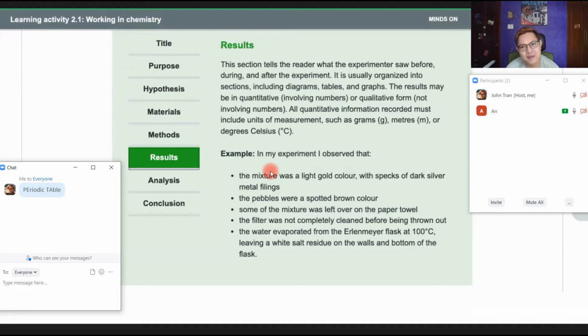I don't know why America has to be different from the rest of the world. We use degrees Celsius. They use Fahrenheit. I was like, what?